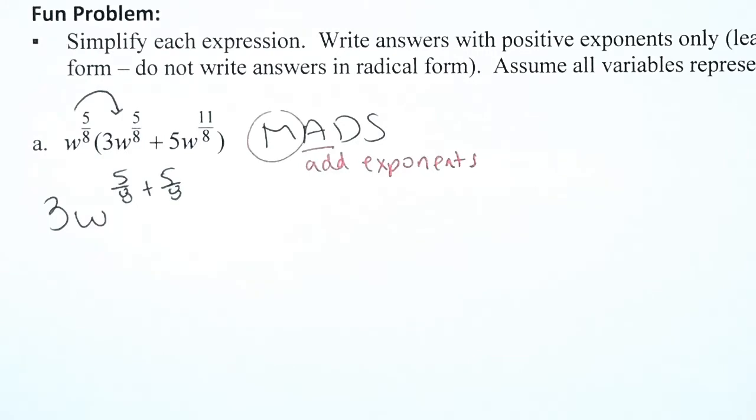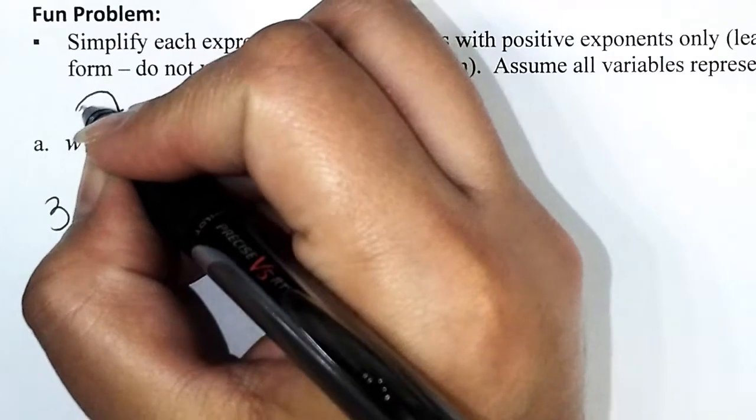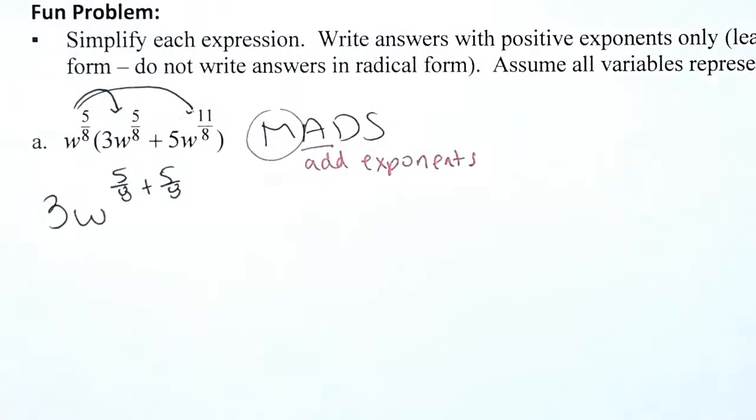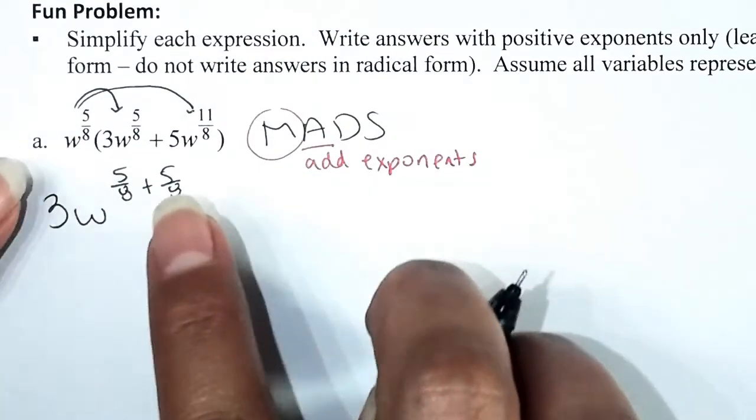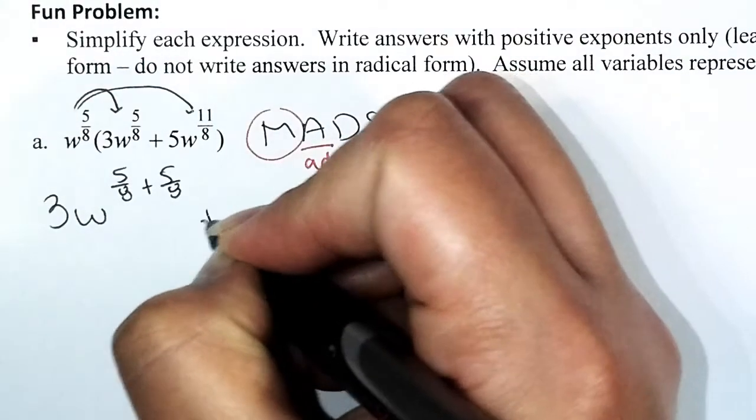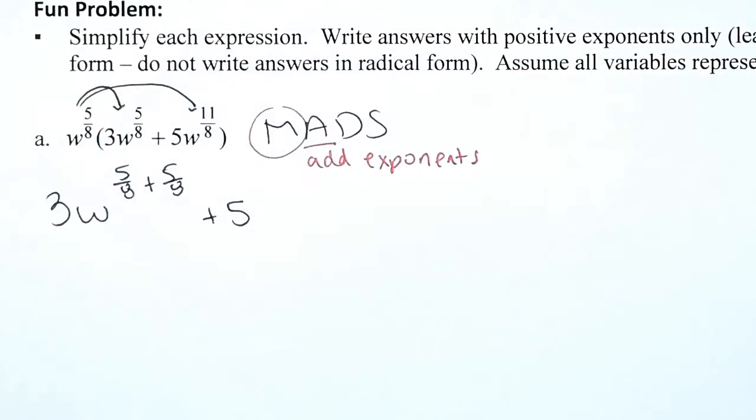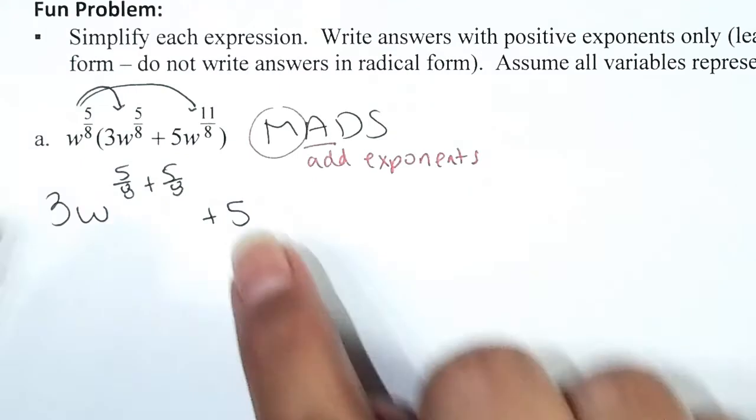Okay, so one product down, one more to go. So let's go ahead, continue to distribute. So factor times the next thing that we see. Product of this w and this 5w will give us 5. I don't say the rational exponents because they take me a while, okay? So product of the w's.